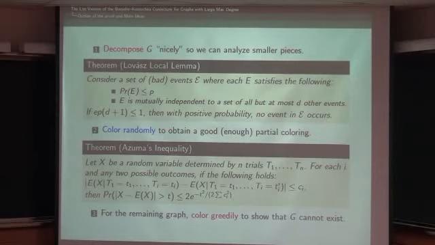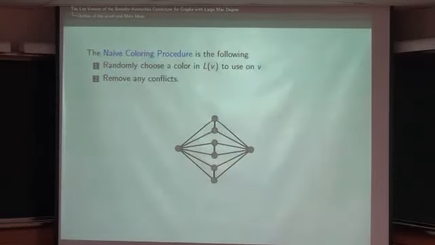So let's go back to graph theory. This is a naive coloring procedure. This is how we will try to randomly color the graph. And it's very simple. You're trying to randomly color the graph, so all you do is for each vertex, you have a list of available colors. You just randomly choose any color you want from that list with uniform probability or uniform distribution.